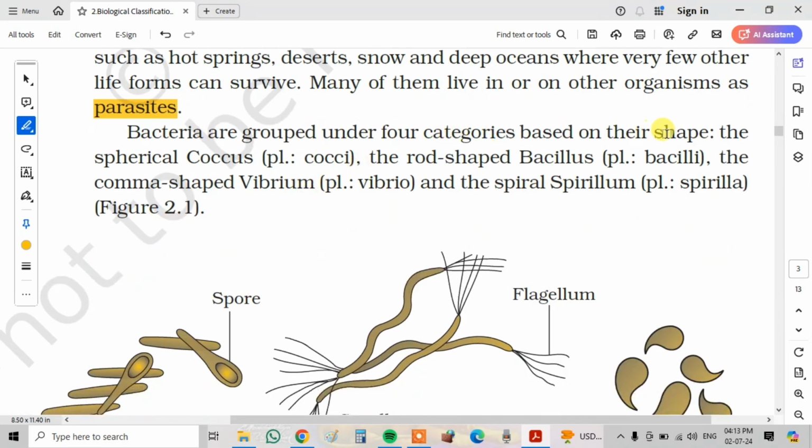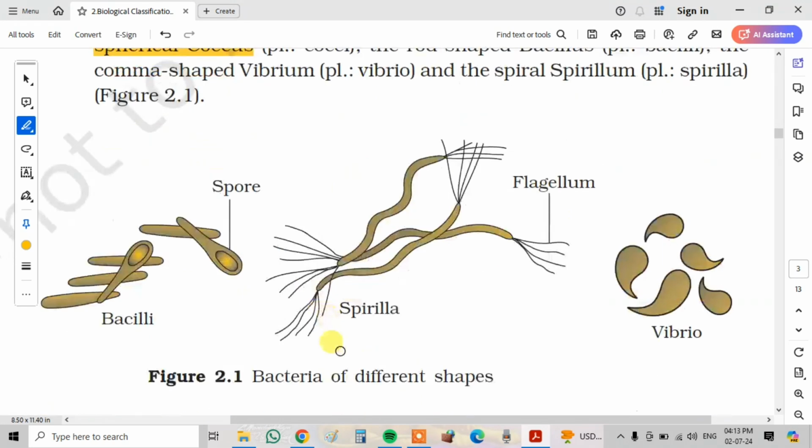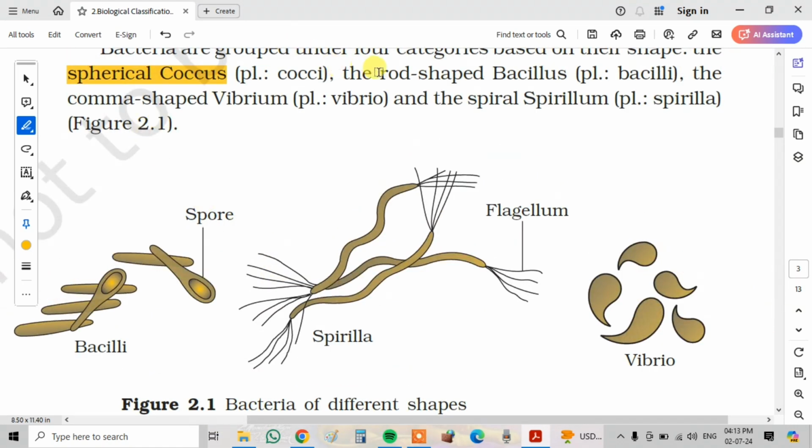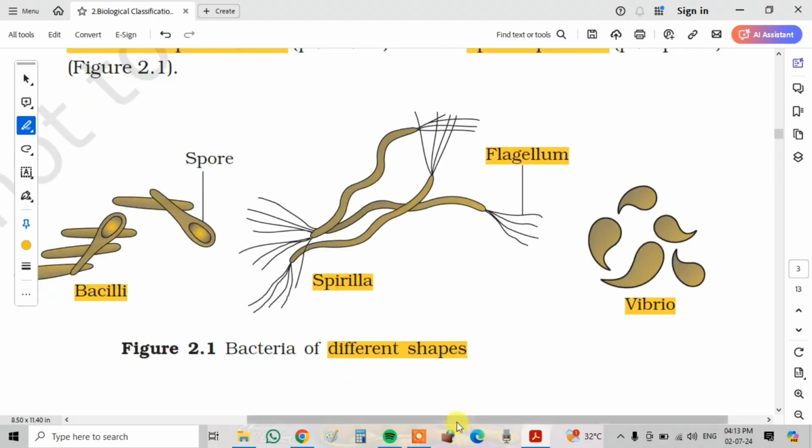Bacteria are grouped under four categories based on their shape. The spherical one is the coccus, plural cocci, you can see here it is spherical shaped. The rod-shaped bacteria is known as bacillus, you can see in the picture here. The next one, the comma-shaped, is known as vibrio, plural vibrios, you can see in the picture here. And the next one is the spiral shaped, and you can see these are bacteria of different shapes.